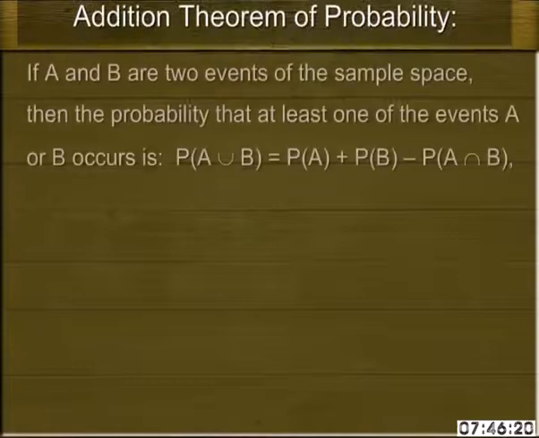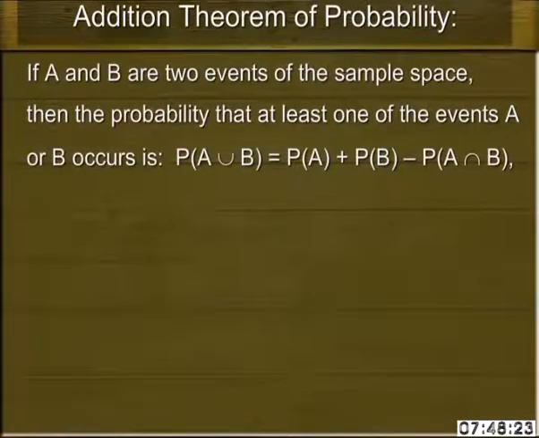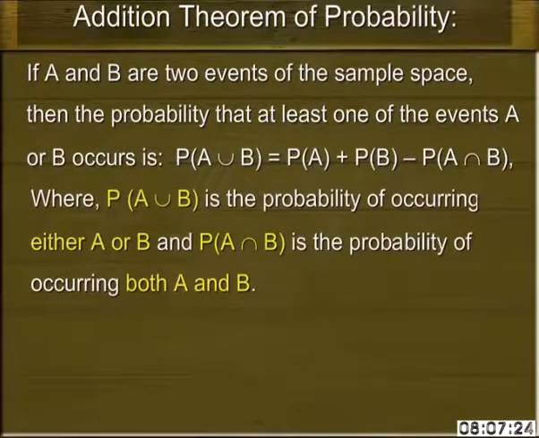Addition theorem of probability. This states that if A and B are two events of the sample space, then the probability that at least one of the events A or B occurs is given by P of A union B is equal to P of A plus P of B minus P of A intersection B, where P of A union B is the probability of occurring either A or B, and P of A intersection B is the probability of occurring both A and B.